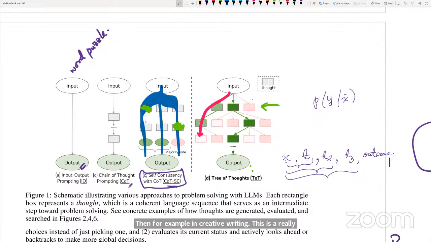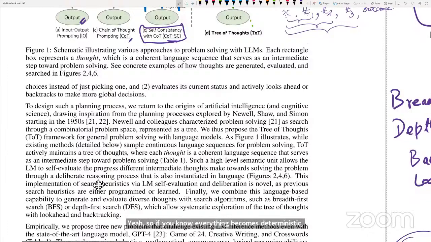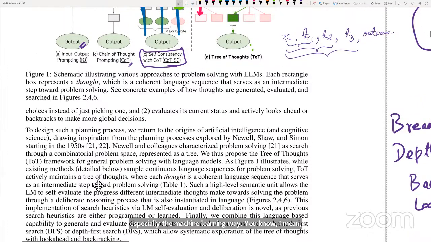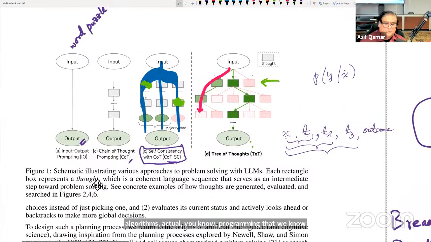So if everything becomes deterministic, especially in the machine learning way, what's the differentiation going to be with the algorithms, the actual programming that we know is going to work the way we write it, versus Madhu, there's a subtle difference to it.